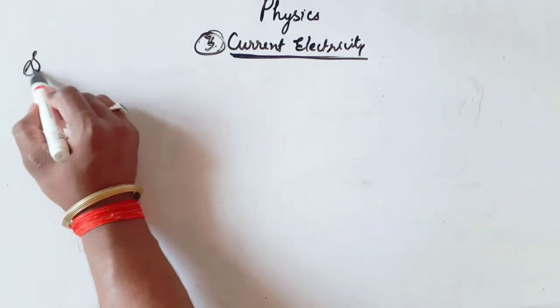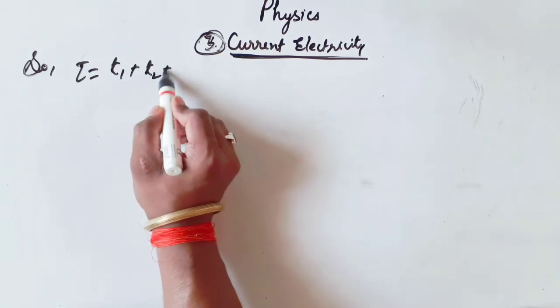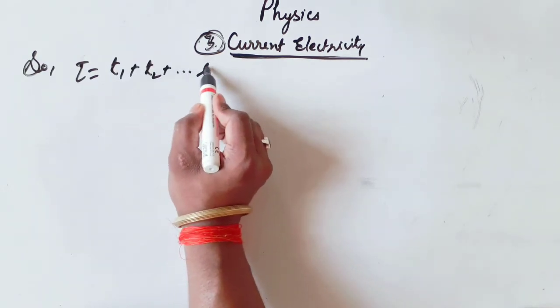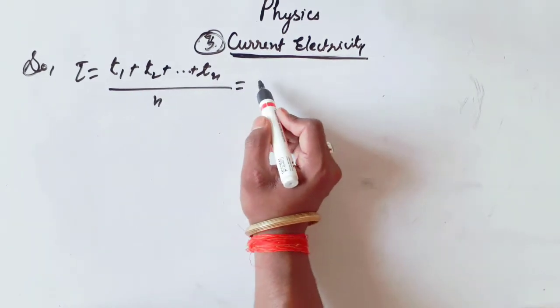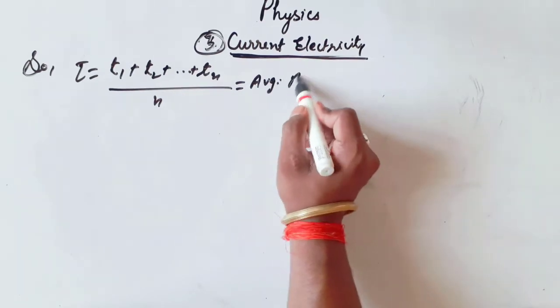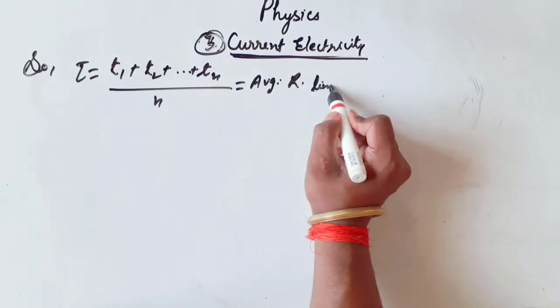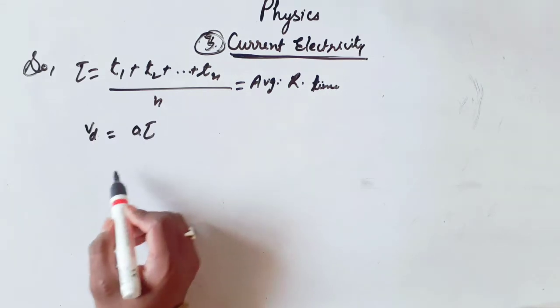So tau is equal to t1 plus t2 plus dot dot dot plus tn and the whole divided by n, which is called average relaxation time. Now Vd is equal to a tau.